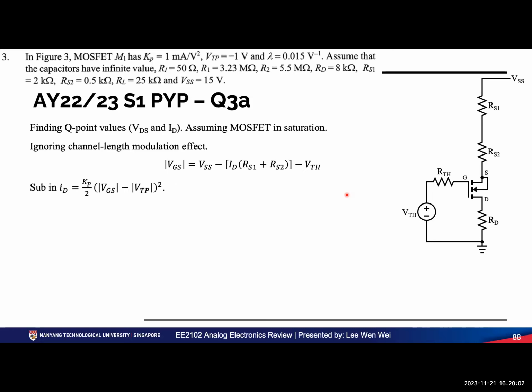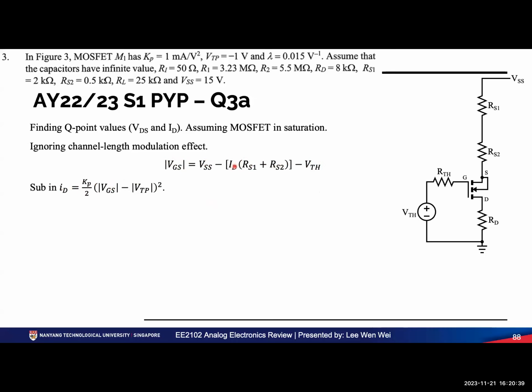Then from the formula we can substitute. In this case there are two methods: either you solve for ID as a quadratic equation, or you solve for VGS as a quadratic equation. Usually VGS is easier because you can just plug in and calculate. From the formula, you plug this inside this ID over here. You know VTH, you know these two, and you know VSS. The only unknown is VGS, correct or not?